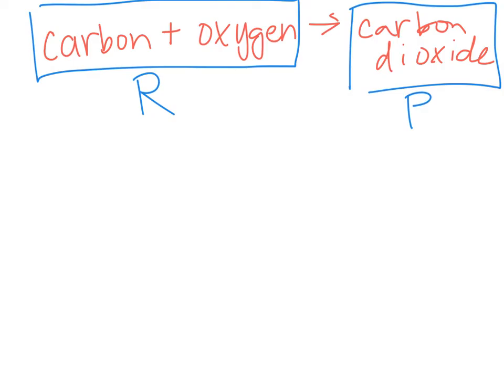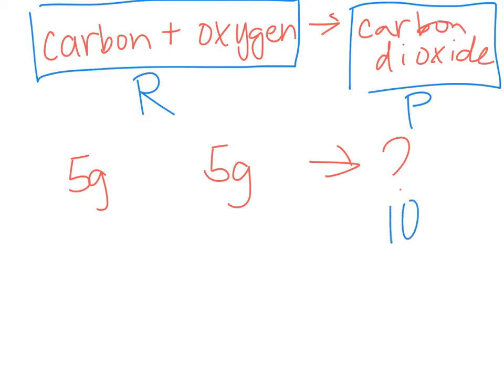So once again, according to the law of conservation of mass, mass is neither created nor destroyed. So the amount that you start out with is the same amount that you end up with. Let's say we have 5 grams of carbon and we have 5 grams of oxygen. We want to find out how many grams of carbon dioxide can be produced. Once again, the amount you start out with is the same amount that you end up with. Therefore, the correct answer is 10 grams, okay? You can actually produce 10 grams of carbon dioxide according to the law of conservation.